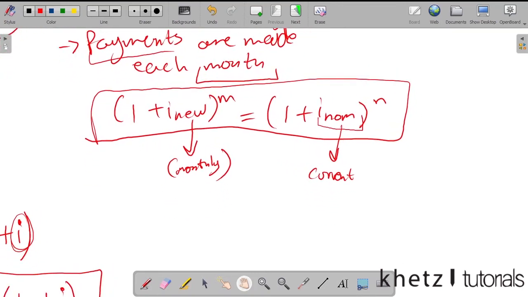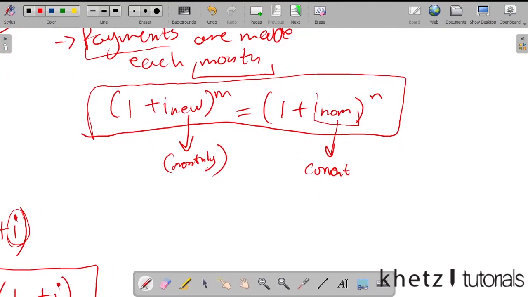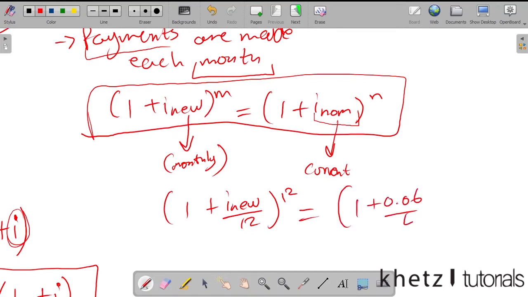And so for our case, we want to transform a quarterly interest rate into a monthly interest rate. So substituting your values, you'd have this divided by 12 to the power 12. This is what you want to convert to, equals to what you already have, which is 6% compounded quarterly.